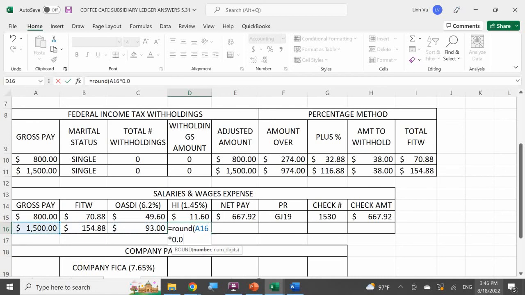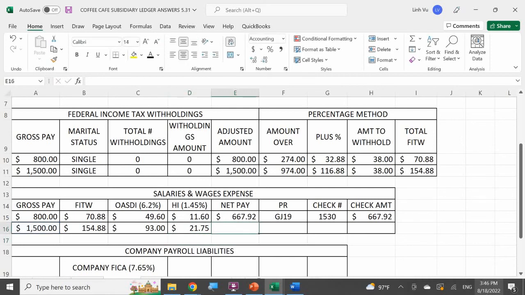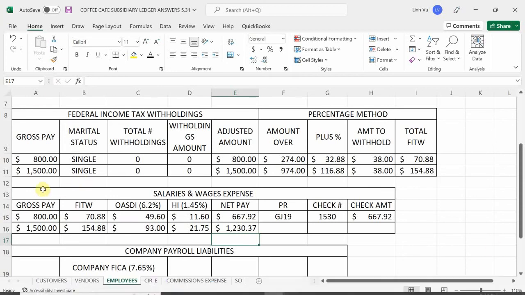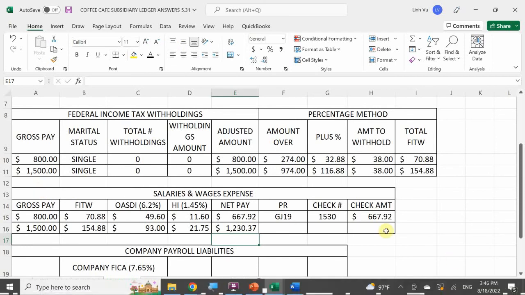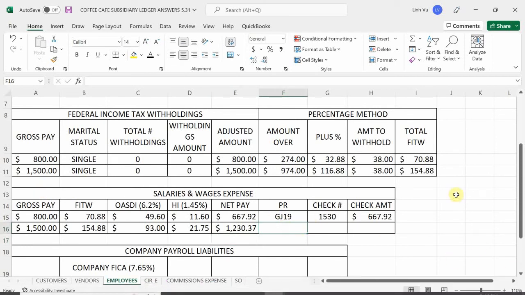Okay, so in this case, we are basing on gross pay, right? Yes, gross pay. Okay. So what is the total net pay that Tim gets to take home? $1230.37. So he earns $1,500 but has to pay almost $270 worth in tax. So let's go ahead and record this.